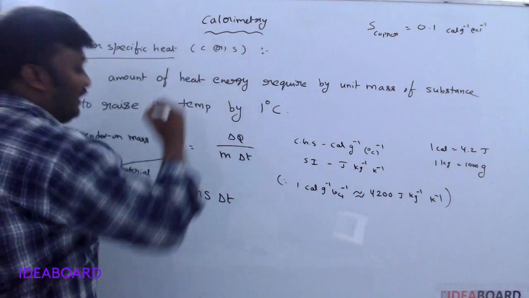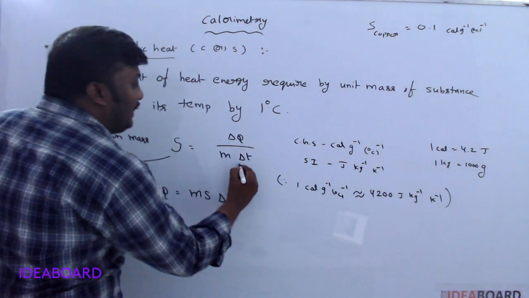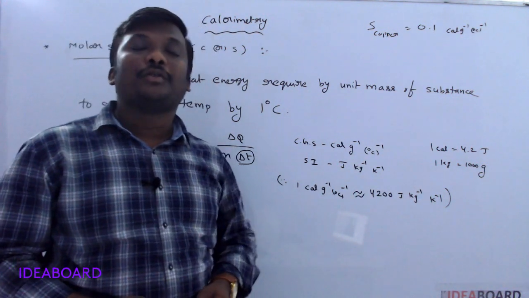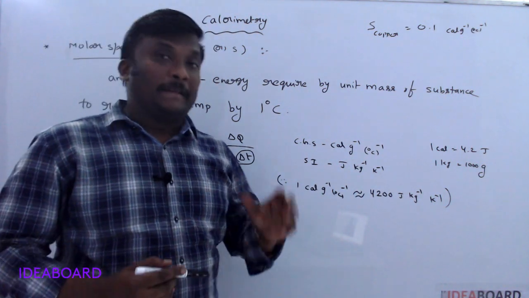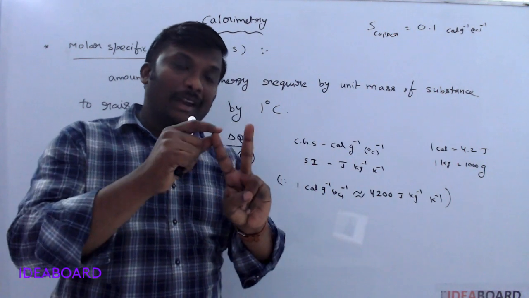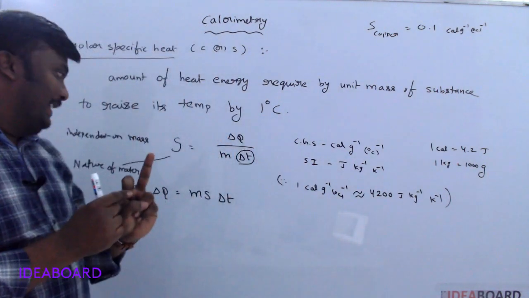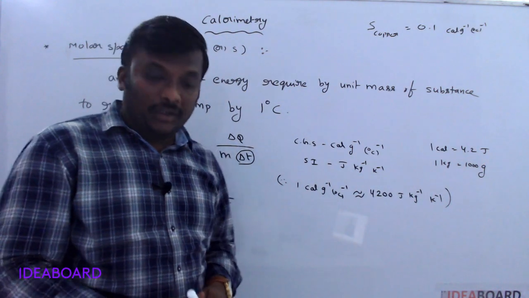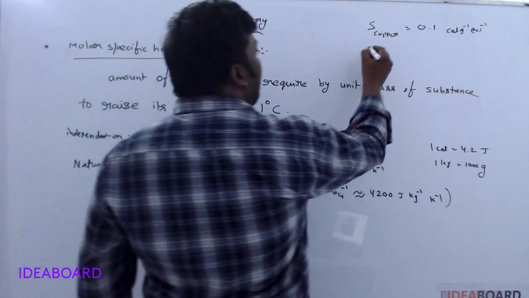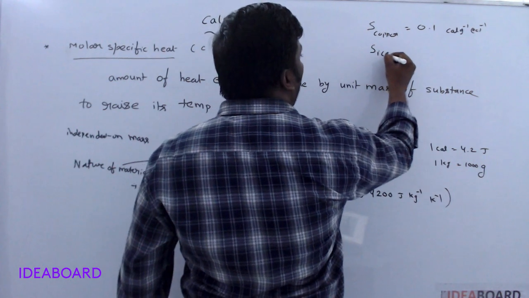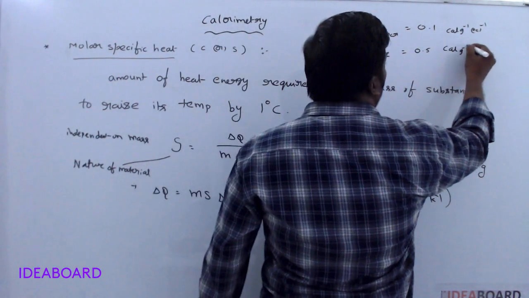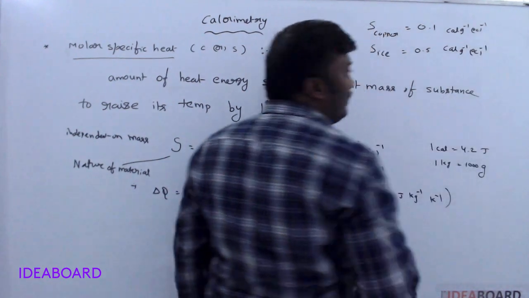Okay, keep in mind, here the specific heat also depends on the temperature difference. This is also a very important point. Specific heat depends on two things: one is the nature of the material and the second one is temperature difference. Okay, and two values you must remember. The specific heat of ice has value 0.5 calorie gram inverse degree Celsius inverse.